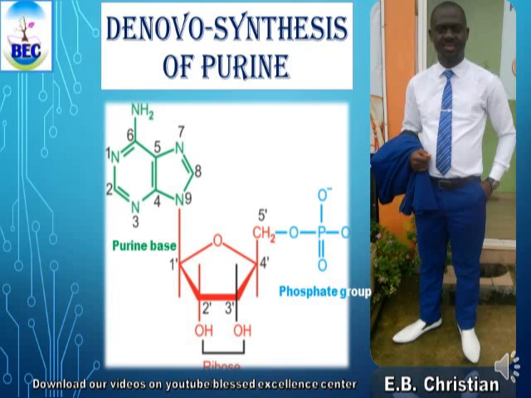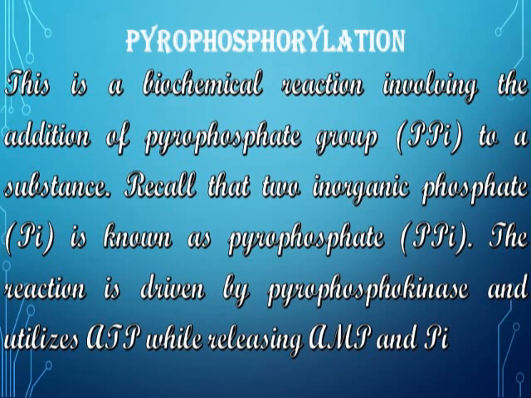In our last class, we looked at introductory aspects of de novo synthesis. Today, we're going to continue from there by giving attention to some terminologies that will enable you to understand the concept of de novo synthesis of purine nucleotides. The first concept to consider is a reaction called pyrophosphorylation reaction. What does it mean? This is a biochemical reaction involving the addition of a pyrophosphate group (PPi) to a substrate.